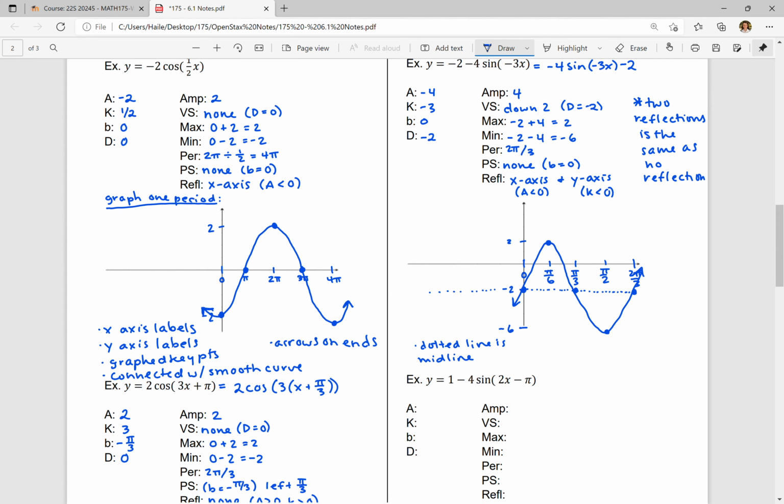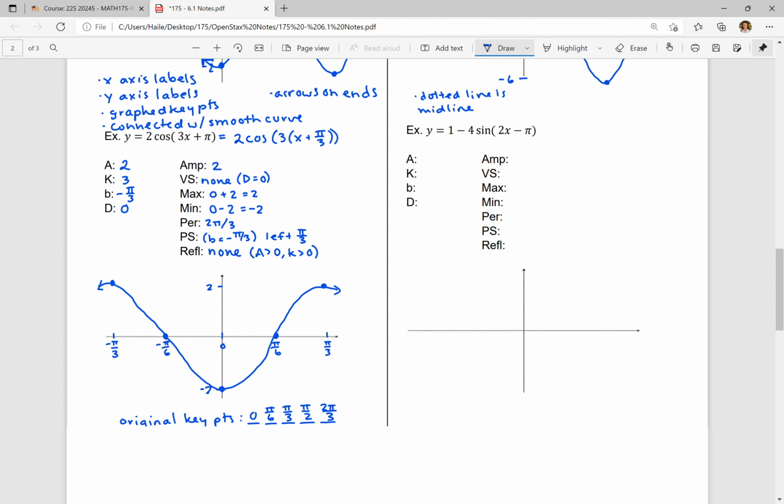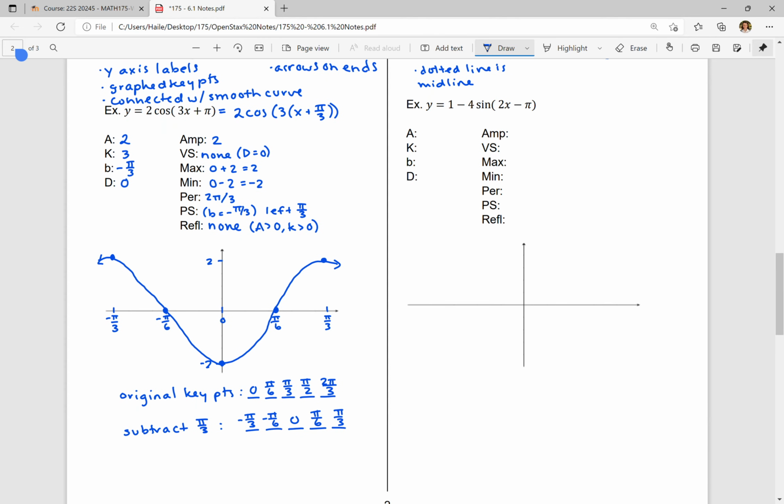Okay, so we'll do one more example where we tie everything together. So this example, we're going to have basically everything you can possibly have. We're going to have a vertical shift, a horizontal shift. So we're just going to have everything. So let's see what we can do with this. So our function is y is equal to 1 minus 4 times the sine of 2x minus pi.